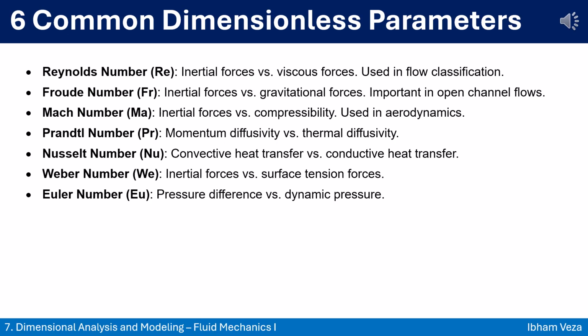Prandtl number, Pr. Momentum versus thermal diffusivity, important in heat transfer. Nusselt number, Nu. Convective versus conductive heat transfer. Weber number, We. Inertia versus surface tension, great for droplet studies. And Euler number, Eu. Pressure versus dynamic pressure. By mastering these numbers, you'll quickly identify the dominant forces in any problem.